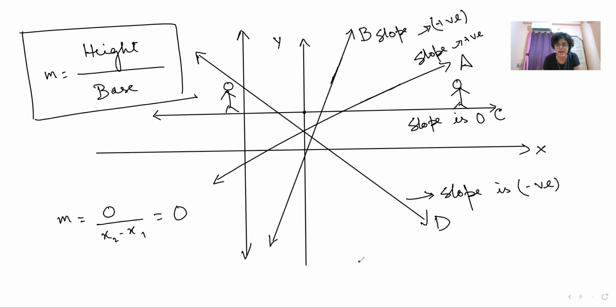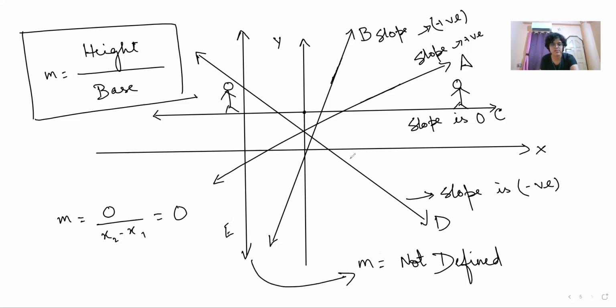So in this case, our slope is not defined, as base is 0 and anything divided by 0 is not defined. So in this particular case, line E, the M would be not defined. I'll just draw it with a different color because there are too many arrows. Yeah, M is not defined.